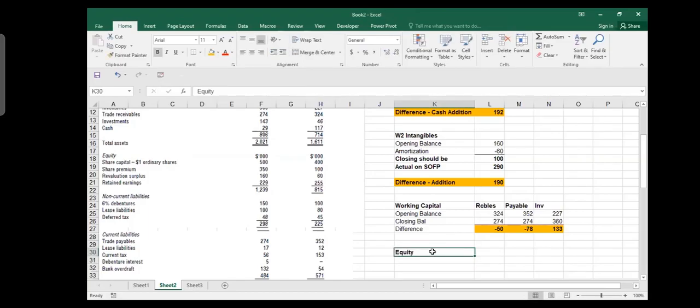In equity, what do you have? In equity, usually you have share capital, and I'm going to write it down in the same order: share premium, revaluation surplus, and retained earnings. These are the four items in your equity.